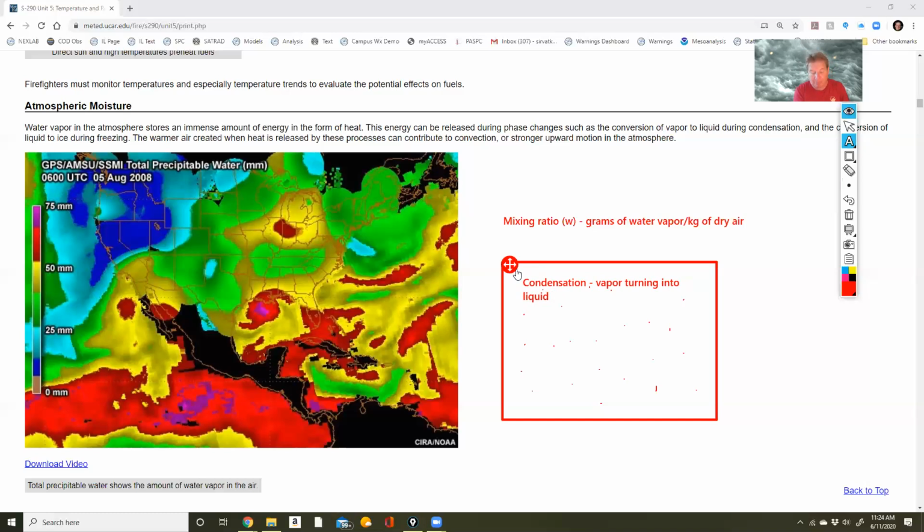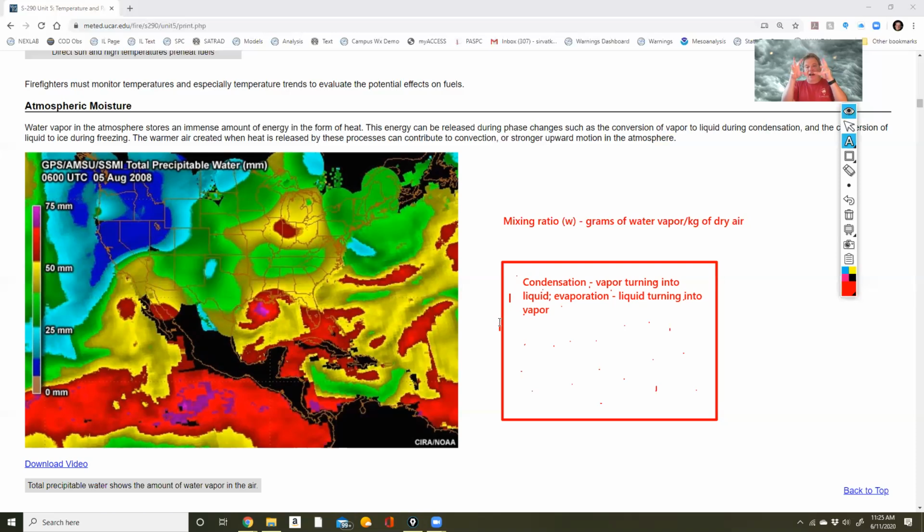Okay, what's the opposite of that? Evaporation, which is what? It's liquid turning into vapor. Man, I'm just having a hard time spelling today. I make fun of you guys for not spelling. Okay, so those are two terms. I think that seems kind of important that you would know that.